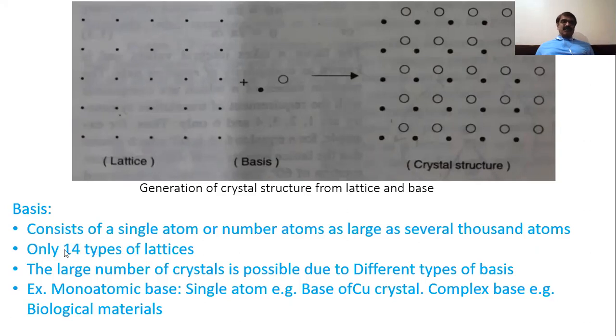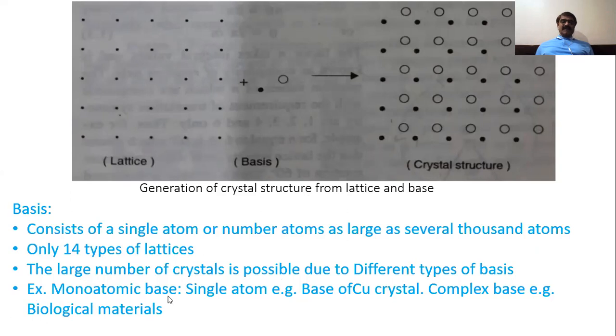Now, if you look at the types of lattices, you will find that there are only 14 types of lattices. Though there are only 14 types of lattices, how many crystal structures are there? A huge number of crystal structures are physically available, and the large number of possible crystals is simply due to different types of bases. Since there are different types of bases available, we can find a large number of crystals.